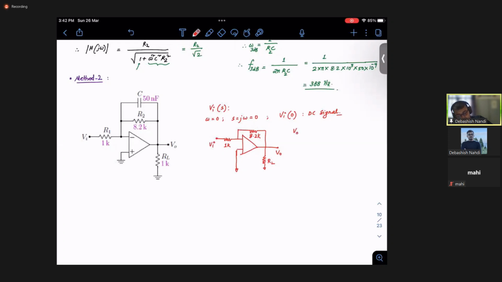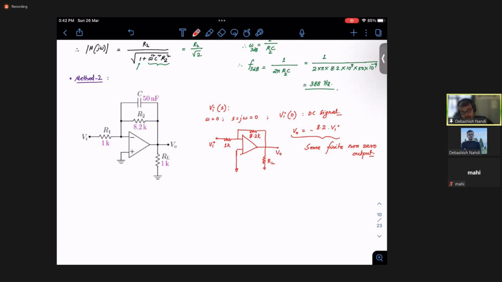Output is nothing but minus 8.2 of Vi, right? So we have some finite, non-zero output, right? So I can see that at zero frequency, or if I apply a DC signal at the input, the system or the op-amp filter allows me to pass the entire DC component to the output, right? So it does not block the DC.